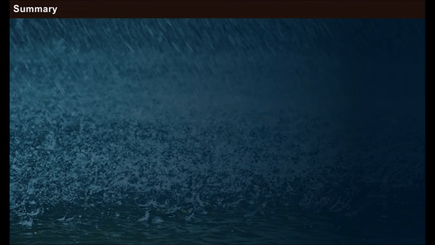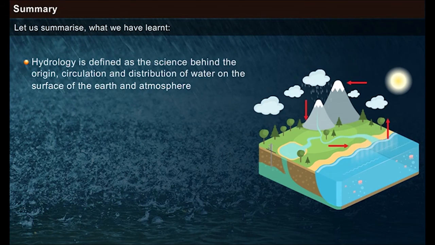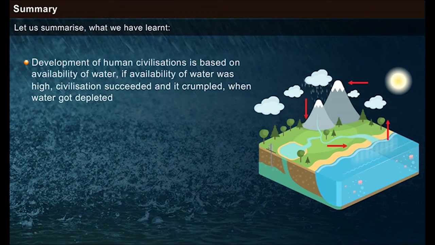Summary. Let us summarize what we have learnt. Hydrology is defined as the science behind the origin, circulation, and distribution of water on the surface of the earth and atmosphere. From the history, it is clear that development of human civilizations is based on availability of water. If availability of water was high, civilization succeeded and it crumbled when water got depleted.